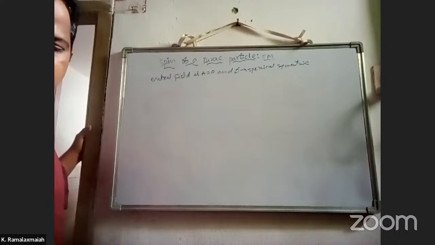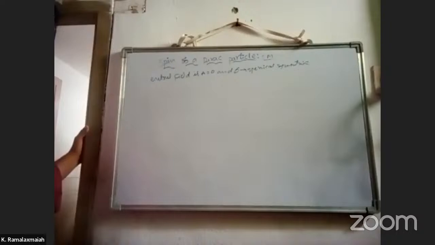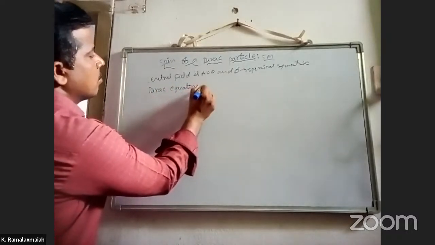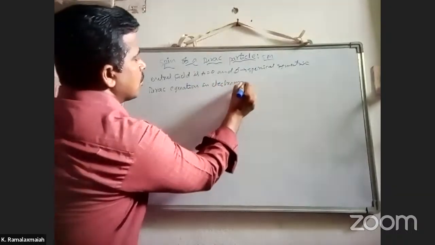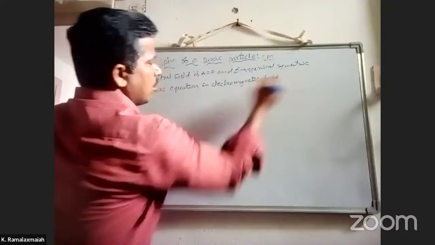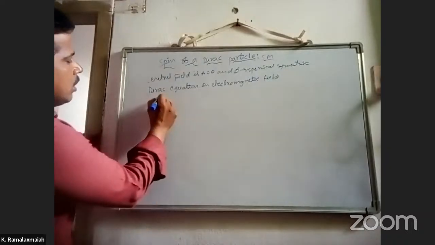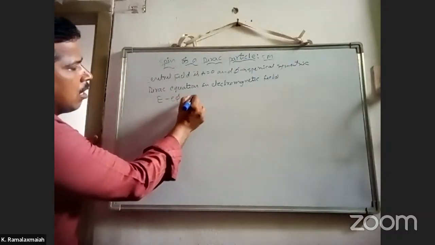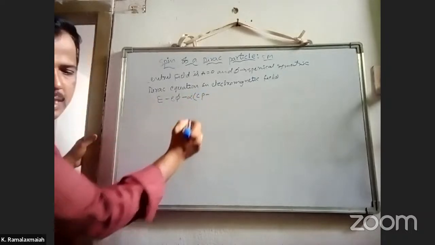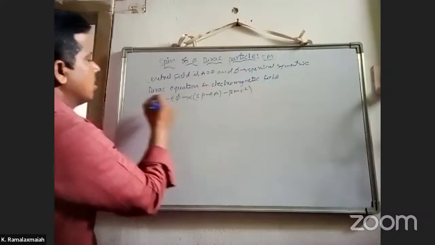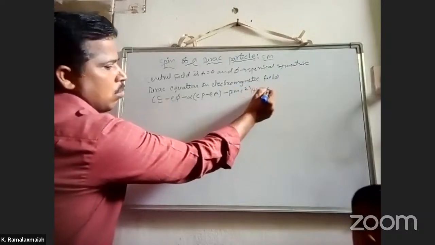The Dirac equation in an electromagnetic field is: (E minus e phi minus alpha into Cp minus eA minus beta mc square) into psi is equal to 0.